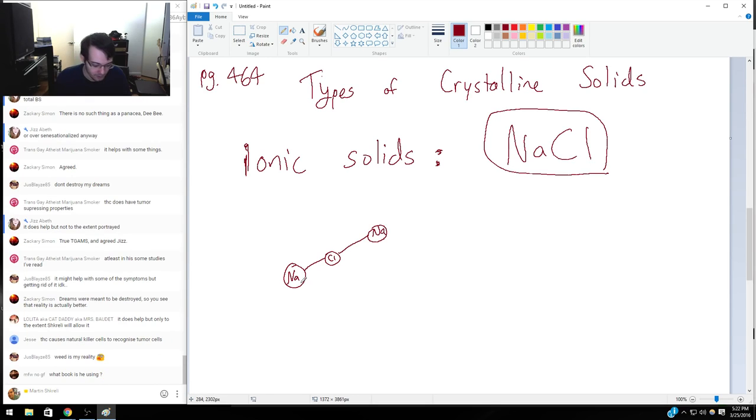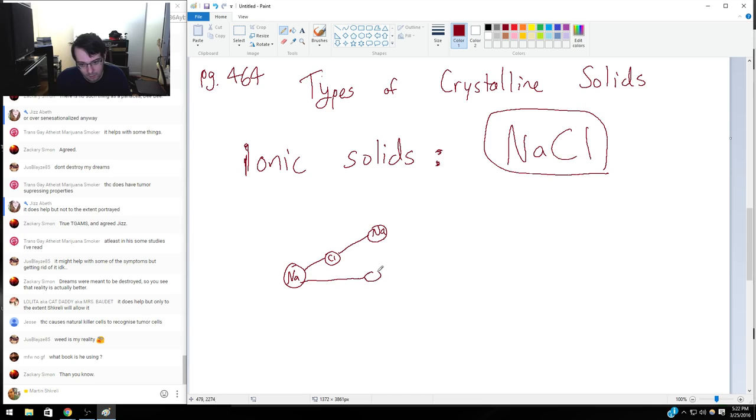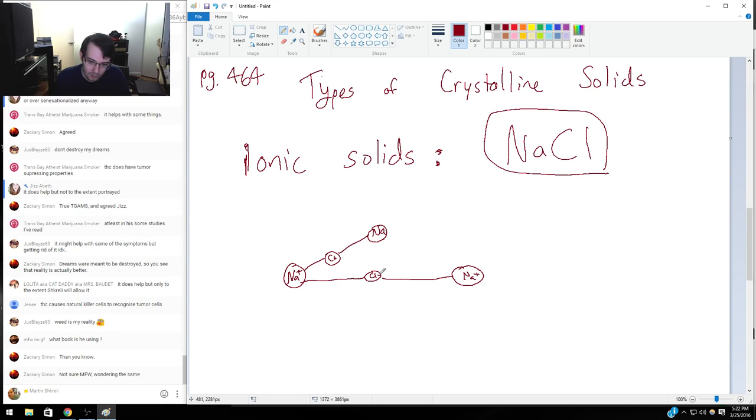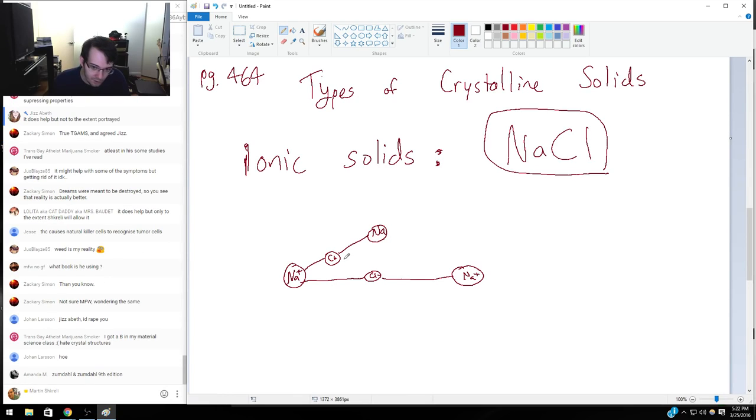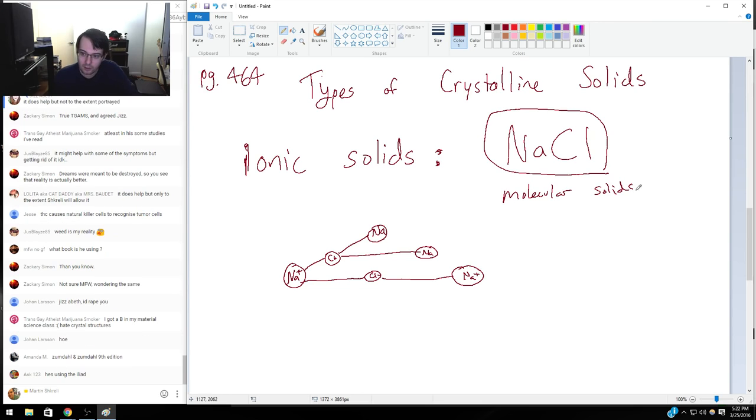So lattice points will contain these ions. We know Na is the cation, and chlorine is the anion, of course. And so they'll kind of extend it ad infinitum, and that makes a lot of sense. Then we have molecular solids.